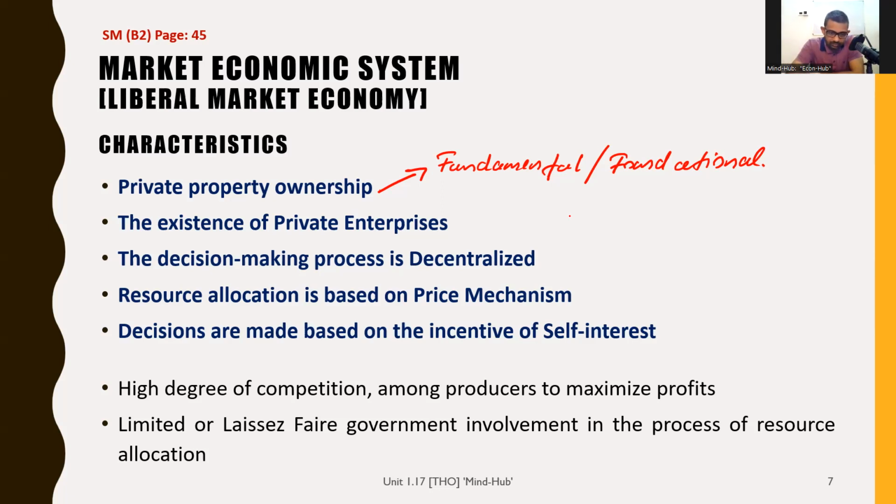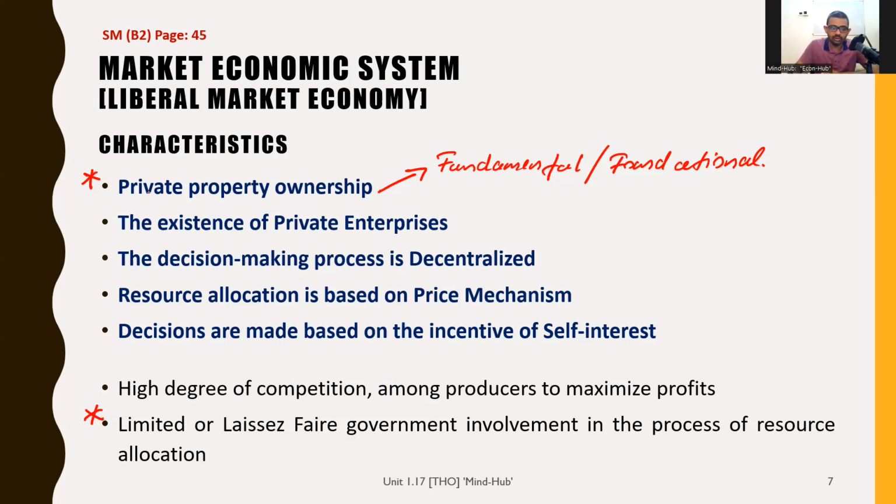You cannot have a market economic system where the private sector makes decisions about what to produce, how to produce, for whom to produce, where private enterprise and freedom of choice are all there, unless, first and foremost, we have private property ownership. This first characteristic itself will have a small conflict, or you have to think about it when we learn the last characteristic.